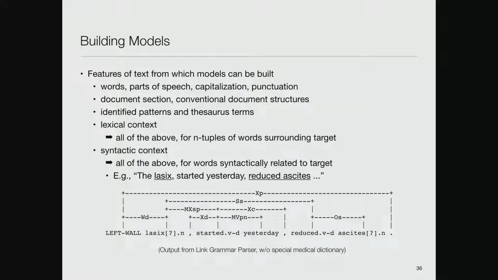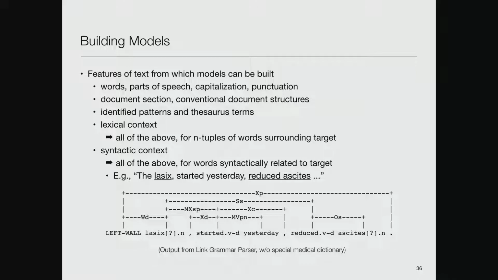This is a kind of kitchen sink approach that says, okay, take the text, tokenize it, look at every single token, and derive things from it. So the words that make up the token, the part of speech, how it's capitalized, whether there's punctuation around it, which document section is it in. Many databases have a conventional document structure. If you've looked at the MIMIC discharge summaries, for example, there's a prototypical way in which that flows from beginning to end, and you can use that structural information.